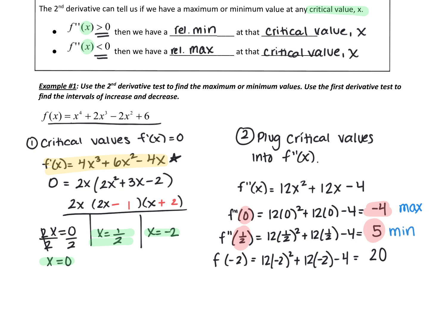And then again, when I plugged in x is -2, I got out +20. And +20 is a value that's greater than 0. Therefore, I have a relative minimum.